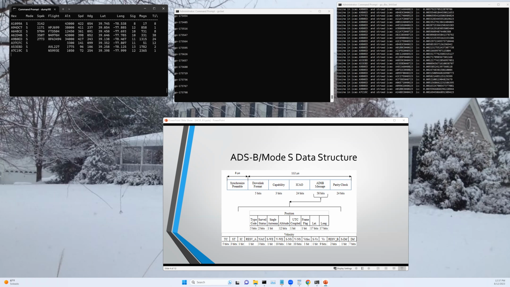The second 3 bits is the transponder capability, and then the third 24 bits is a unique aircraft identifier known as its ICAO ID. The next 56 bits refer to field data such as call sign, position, velocity, and so on. And then the last 24 bits are a parity code.